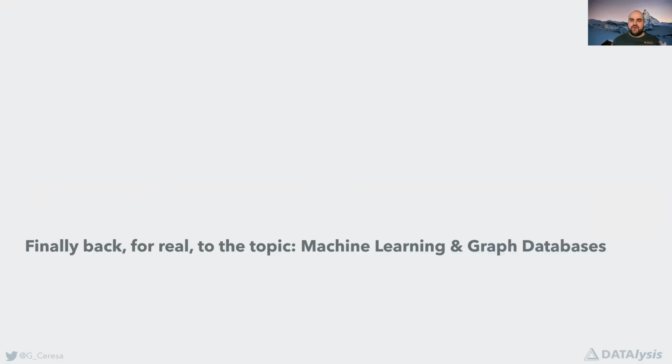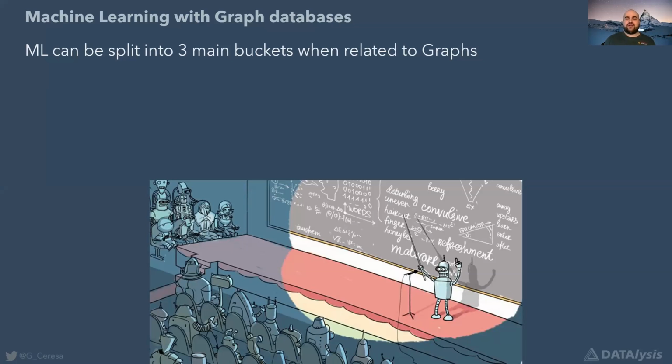So we are finally back to the real topic. Now, introduction of graph done, introduction of machine learning done. What about machine learning and graph databases? I still have half an hour to give you everything I have about it, kind of. To make it super simple, there are kind of three groups of machine learning approaches with graphs. The first one is using graph algorithms to generate new insight, to generate new information. So we use an algorithm to generate something that doesn't exist by default in the graph.